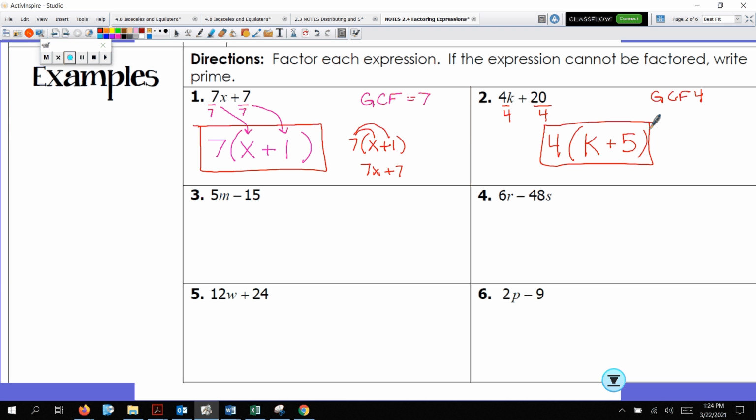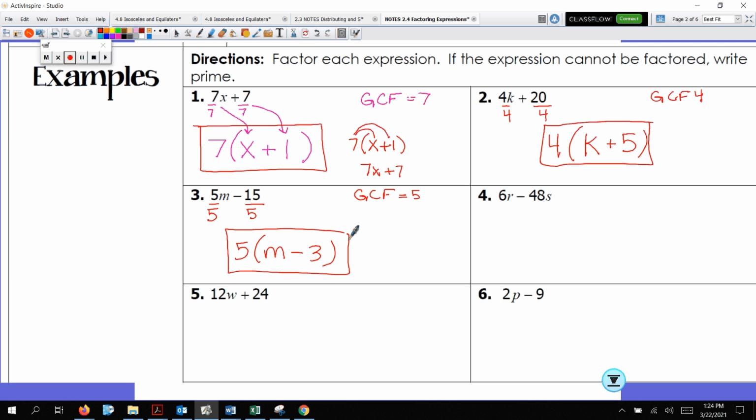All right, number 3, we have 5 and 15. What is the greatest common factor with 5 and 15? Always ask yourself, does 5 go into 15, or does the smallest number go into the bigger number? And it does. So my GCF is 5. So we're going to divide by 5. We're going to put that 5 out front, open our parenthesis, and write down inside what we have left over. 5m divided by 5 is just m, or 1m, that's not wrong. Negative 15 divided by 5 is negative 3. That's it.